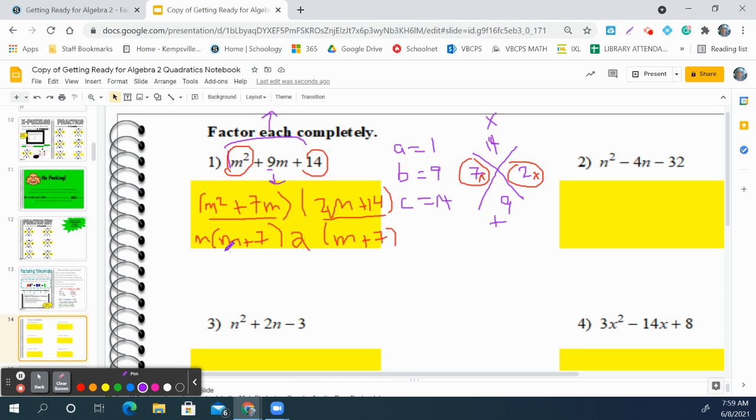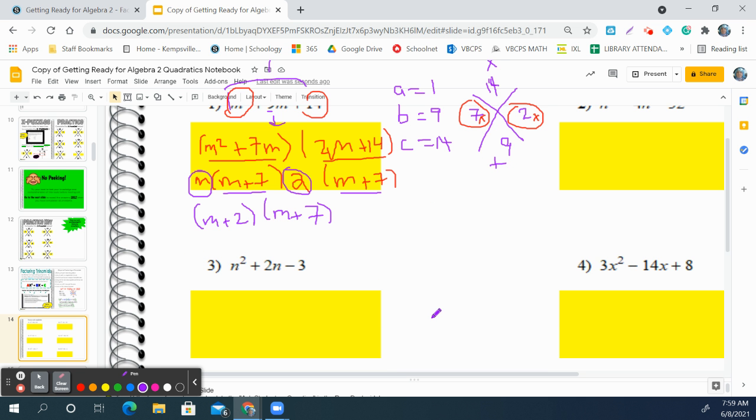Notice that these two terms inside the parentheses are the same, m plus 7 and m plus 7. So we're going to take the m and the positive 2 and put them together. So m plus 2 and m plus 7. These two parentheses need to match, and then the stuff that's in front, the stuff that you undistributed, goes together. Okay? Let's try the third one.